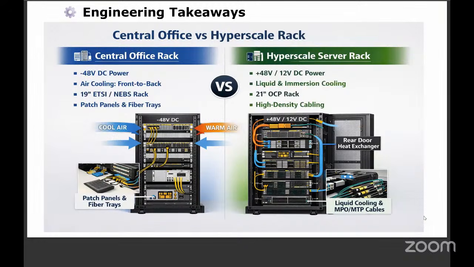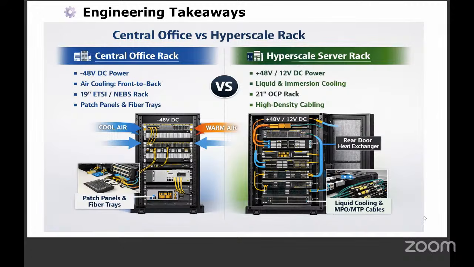Again, this central office, this is just a picture of how they look different. This is just a cartoon. This is not the actual engineering drawing. Minus 48 volts DC power. Here we use plus 48 or plus 12. Why plus? Because they were using 12 volts earlier, plus 12, then they went to plus 48. But in telecom, they generally use minus 48 volts. Air cooling front to back, cool air in and hot air out through an aisle. 19-inch, approved rack. Patch panels and fiber trays, and cables will run a very long distance to the fiber room.